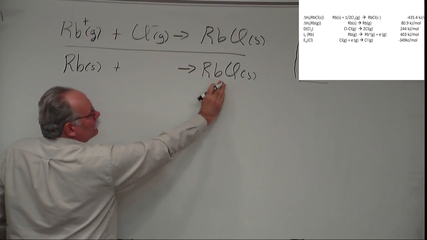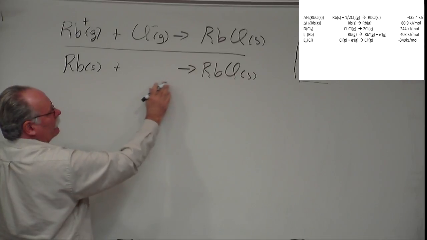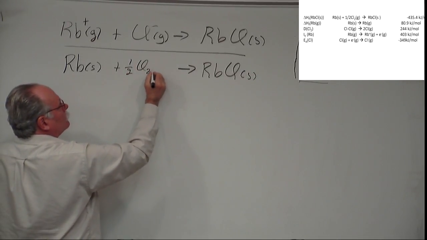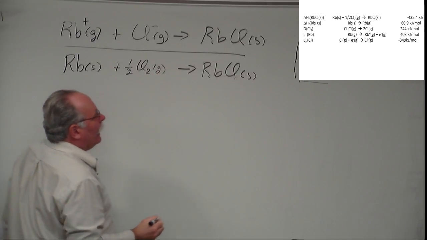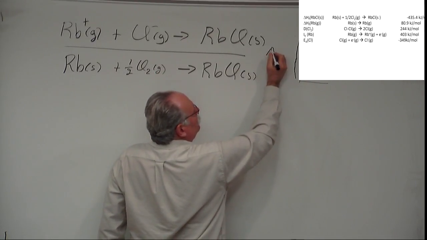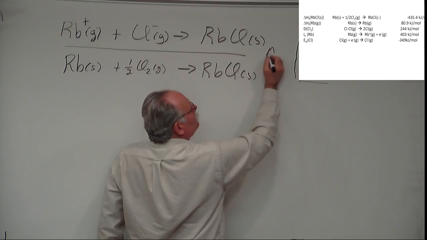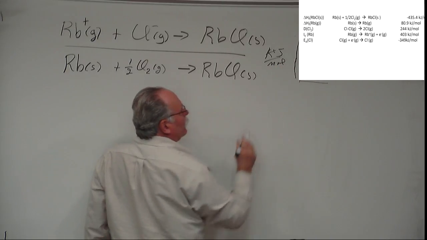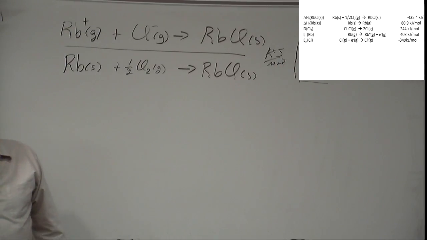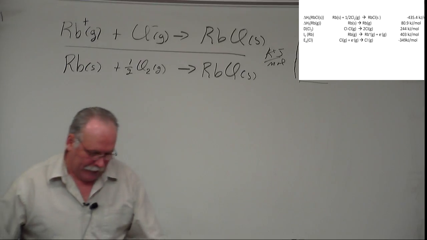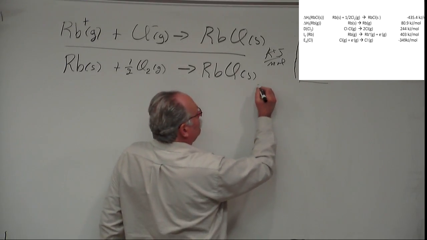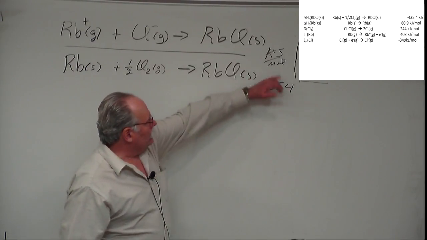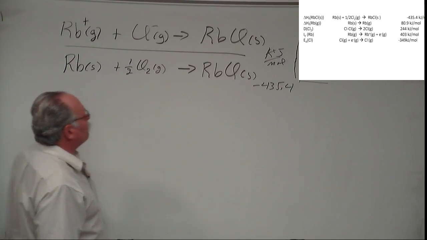Now, this is a molar equation. There's a molar energy associated with it. And so we could have half a mole of Cl2 as a gas, okay? And I'm going to put over here the energies, and these would be in the units of kilojoules per mole, okay? And for rubidium chloride, that value is minus 435.4, okay? And all of these units will be in kilojoules per mole.